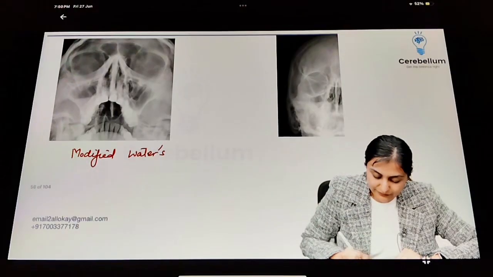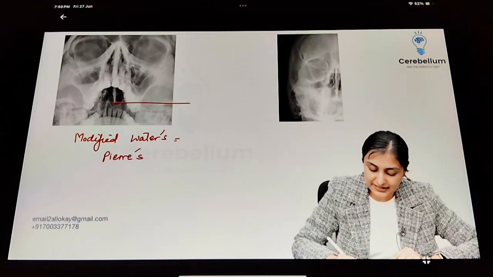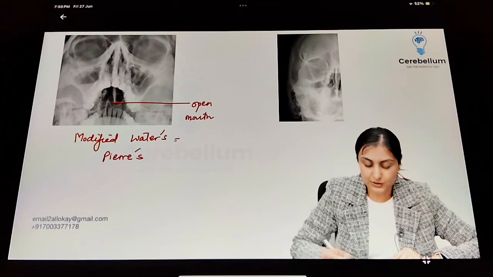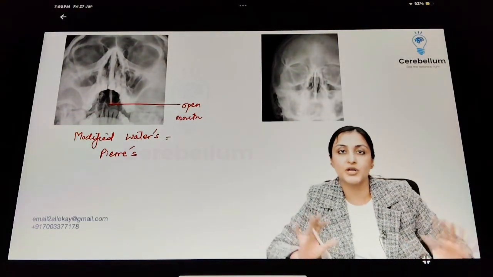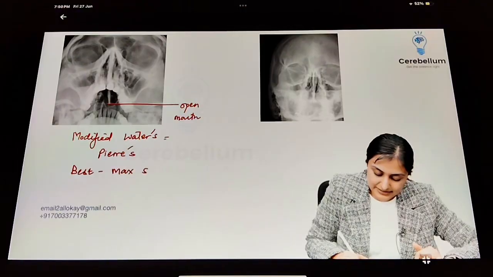Why am I calling it modified Waters? This is also called as Pierce view. The modification is that now we do an open mouth. So this is an open mouth Waters, also called as modified Waters, also called as Pierce view, which is the best for visualizing maxillary sinus.